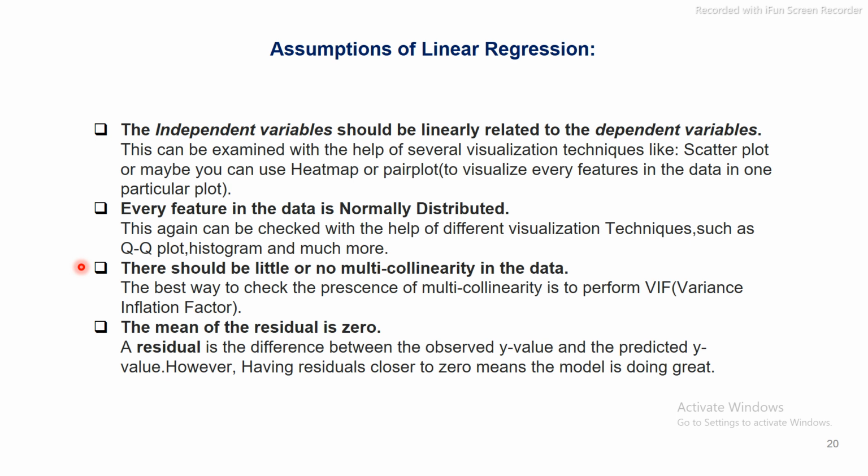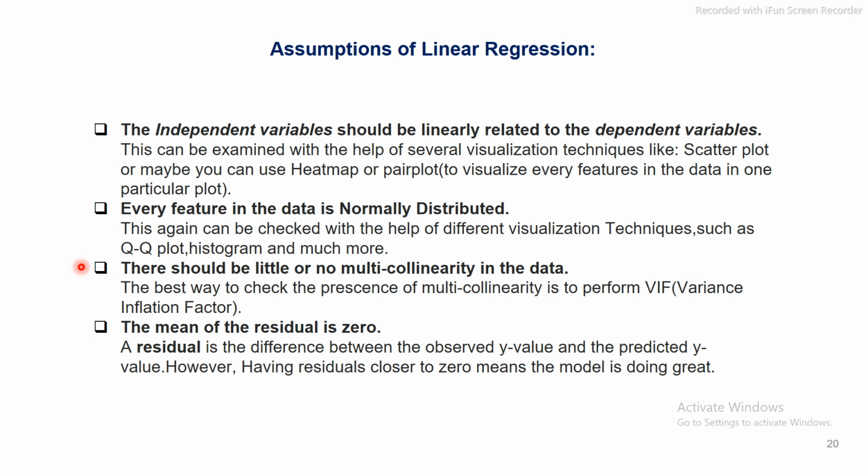And there should be little or no multi-collinearity in the data. I'll show you in the coming PPT how two variables, if they are collinear, can spoil your ML algorithms, this regression, because the two variables will behave in the same manner. So you have to remove one.